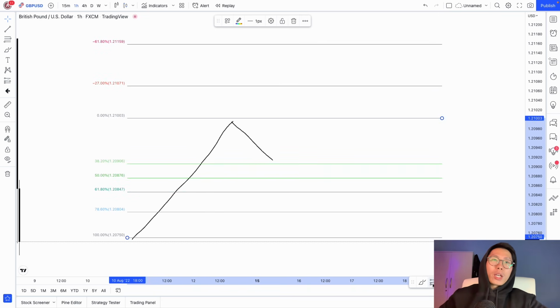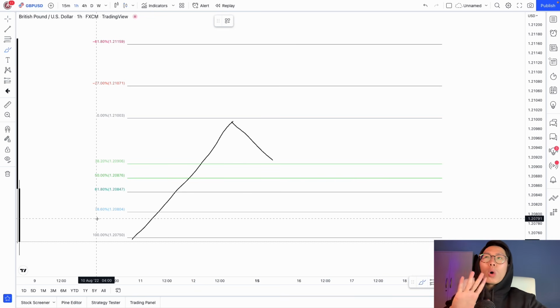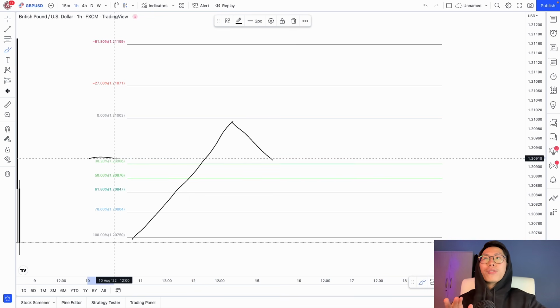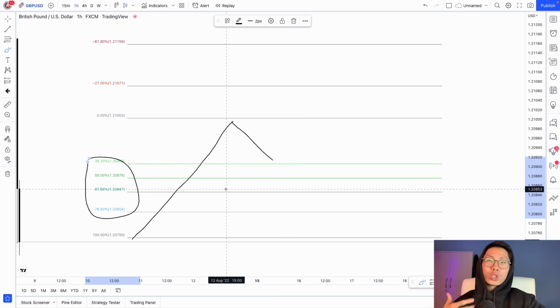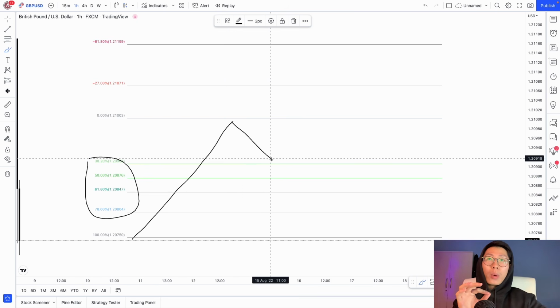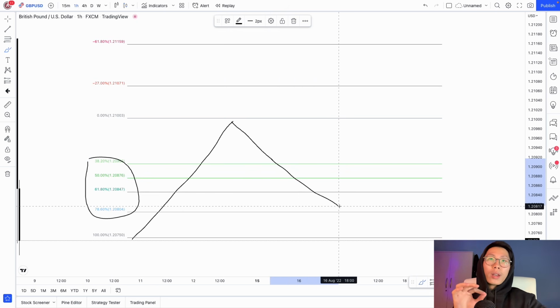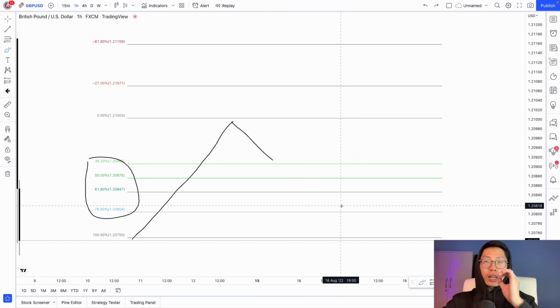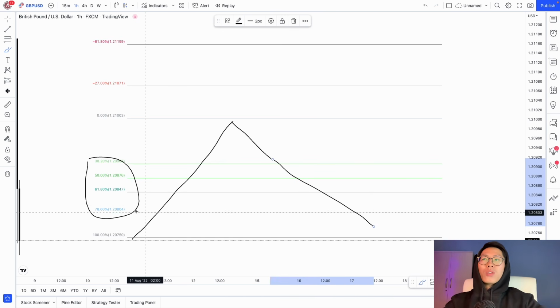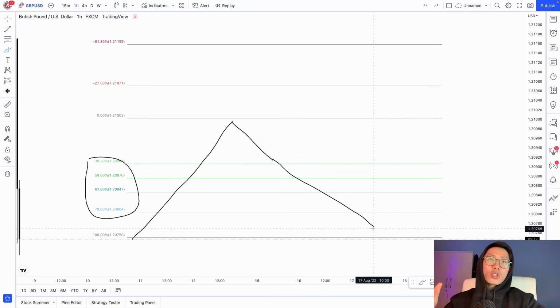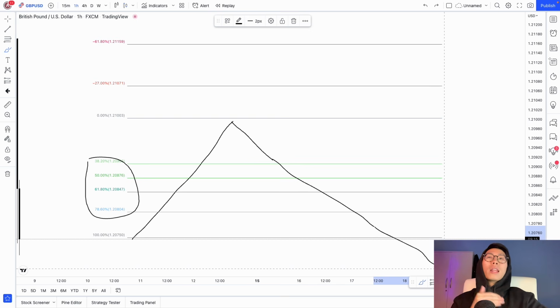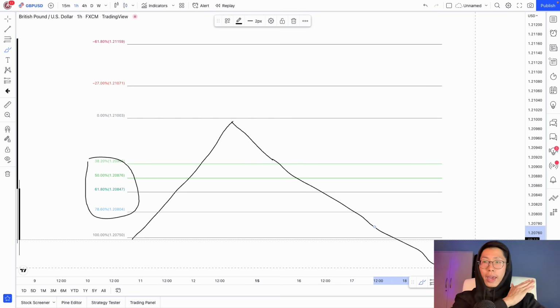We are expecting price to retrace to one of these levels: the 38.2, 50, 61.8 and 78.6. Price can retrace to any one of these levels, this one, this one, either one, and it's still counted as a retracement. However, if price breaks through this 78.6 level and goes back down like this, guess what? It is not a retracement, it's a reversal. That means price is reversing and it's going to hit back down.